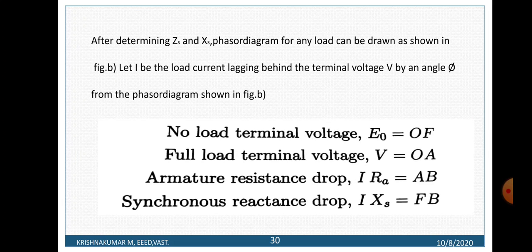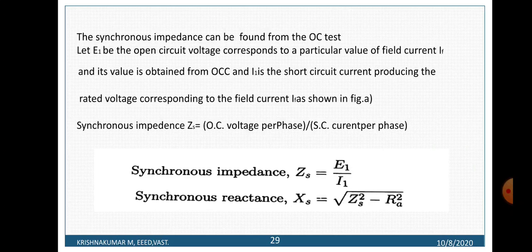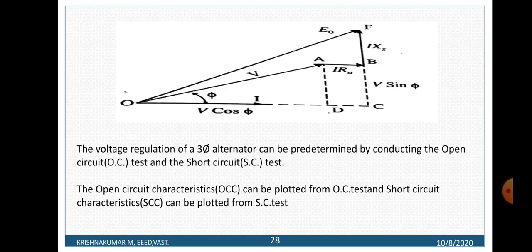After determining ZS and XS, the phasor diagram for any load can be drawn as shown in the figure. Let I be the load current lagging behind the terminal voltage V by an angle phi. From the phasor diagram, E1 is the voltage corresponding to the rated field current, and I1 is the short circuit current corresponding to the same field current. V is the rated voltage.